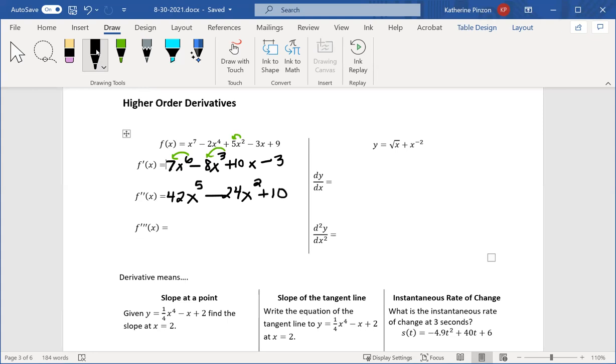Okay, one more. So third derivative, I'm just going to do it one more time. So 5 times 42, 210 x to the 4th, minus 24 times 2, 48, that's better, 48 x to the 1, plus nothing, 0. Okay, so that's the third derivative.